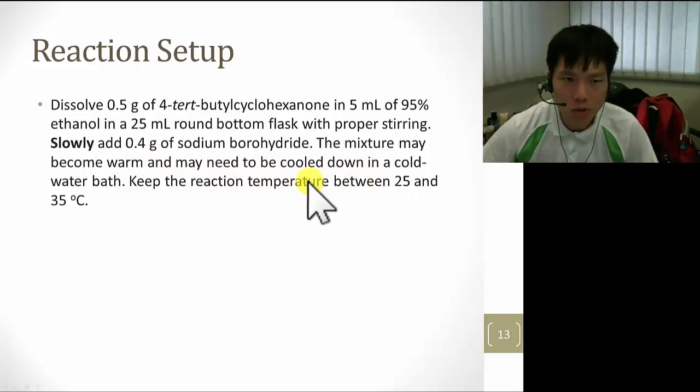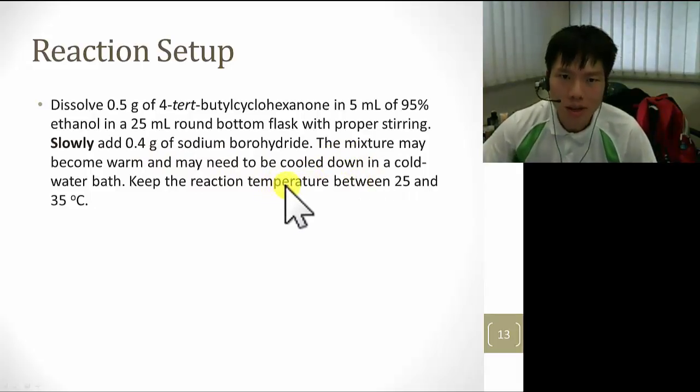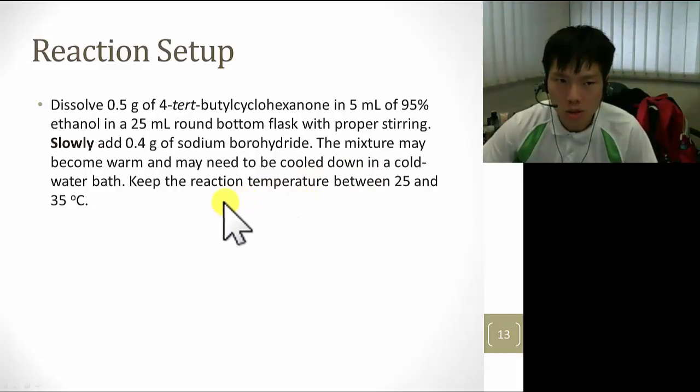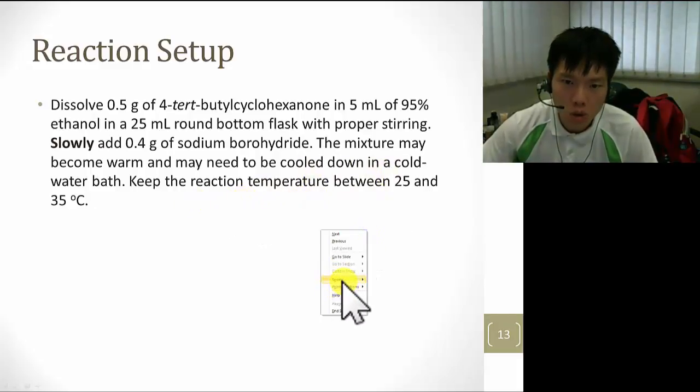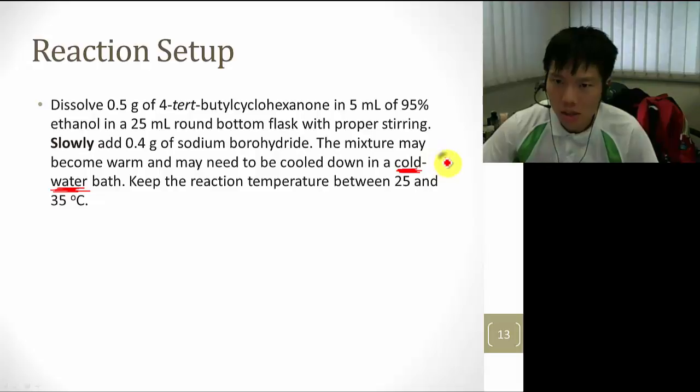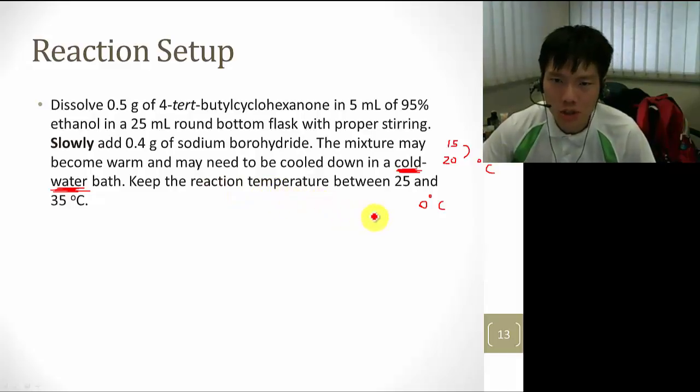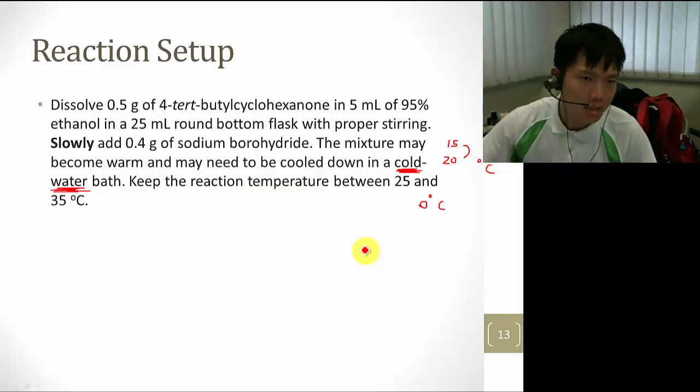Now the mixture will become warm because it is exothermic, and you need to cool it down in a cold water bath. Take note, this is a cold water bath, not an ice water bath. There is a difference between cold and ice. Okay, ice is cold, but cold meaning possibly 15 to 20 degrees Celsius. This is cold, but ice is 0 degrees Celsius. Alright, try to keep the temperature of the reaction mixture between 25 and 35 degrees Celsius.